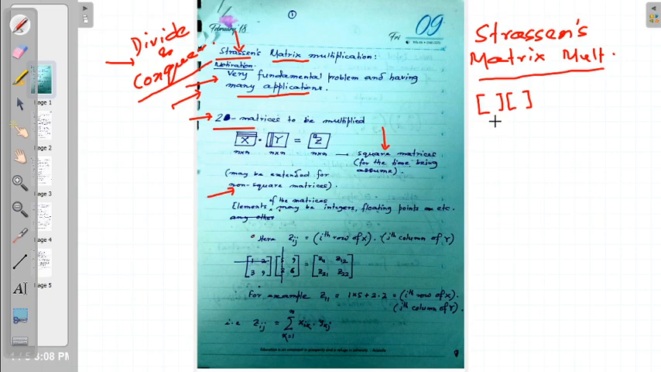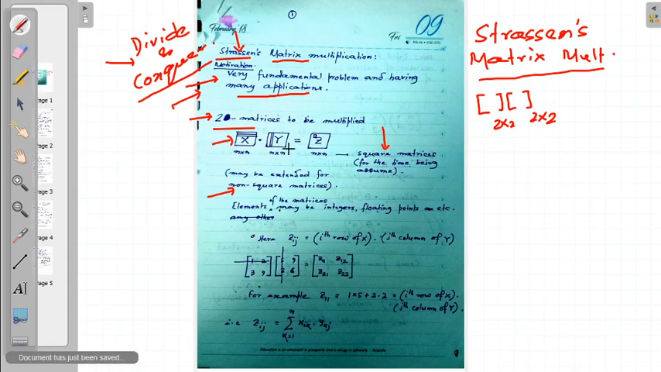So this is a 2 by 2 matrix, and this is also a 2 by 2 matrix. This is our X matrix, this is our Y matrix, and the resultant matrix will be this Z matrix. The elements of the matrices could be integers, floating points, etc. Here Zij, say Z11, where i equals 1 and j equals 1, is the ith row of X times the jth column of Y. That's how we multiply the two matrices.